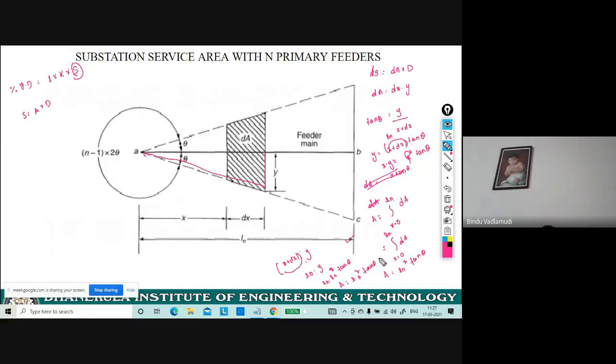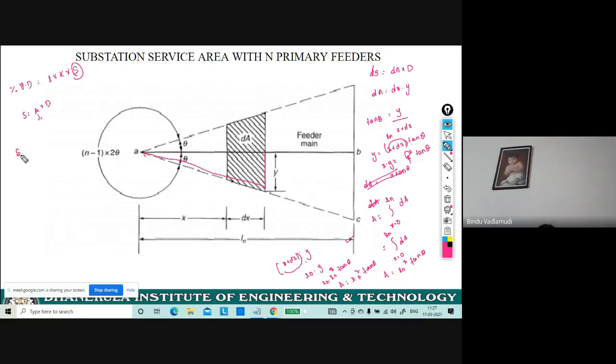Did you understand this point or not? Did all of you follow this point? Why is the area ln square into tan theta? Did you understand this point? A is equal to ln square into tan theta. So we got the area.